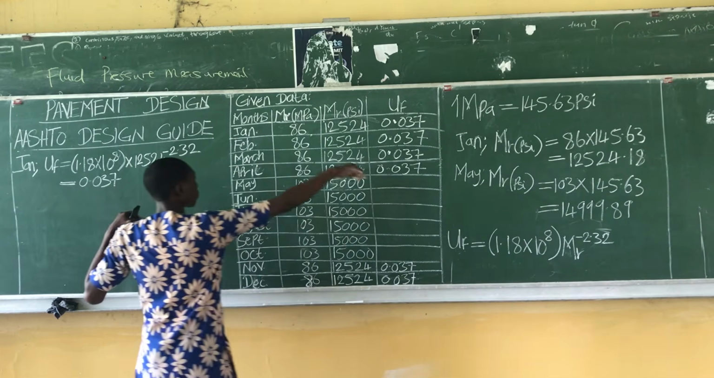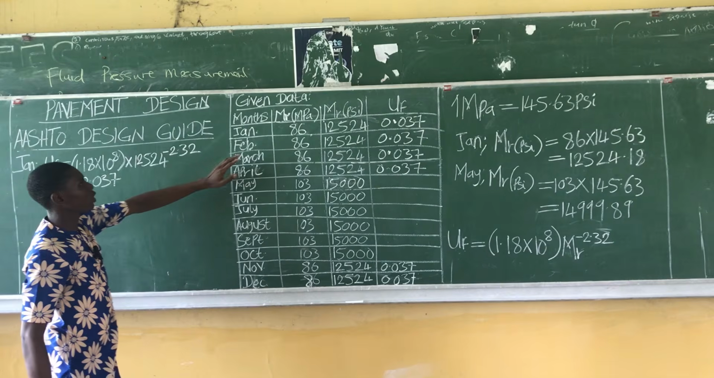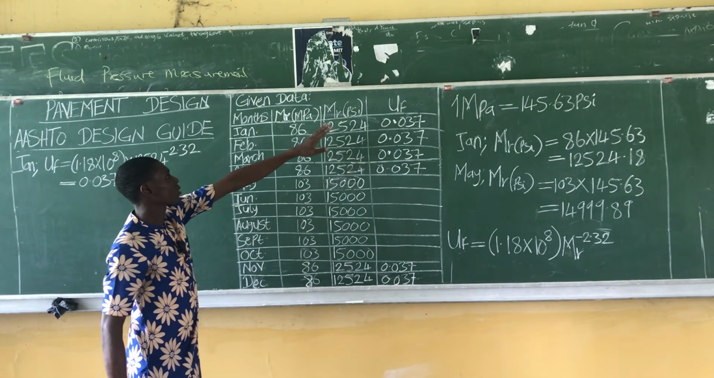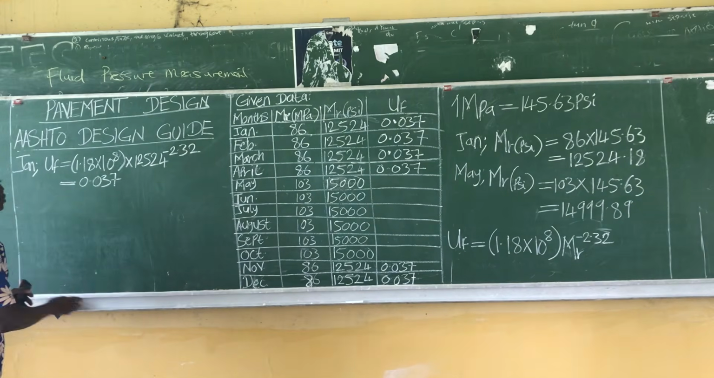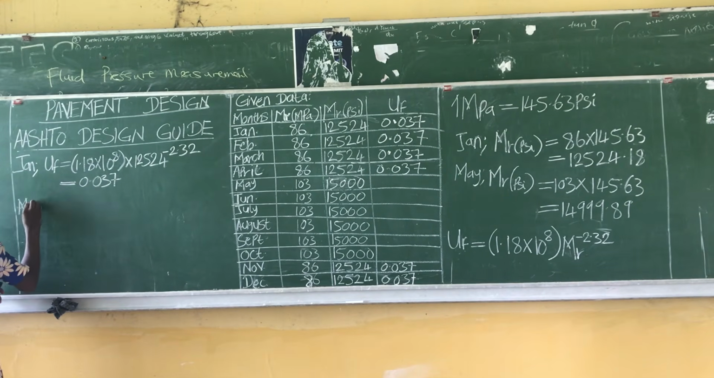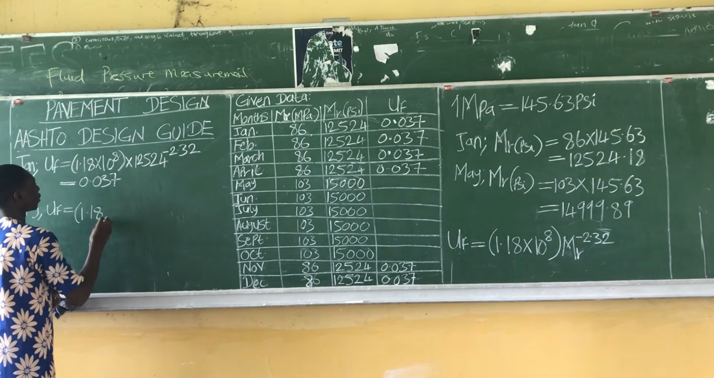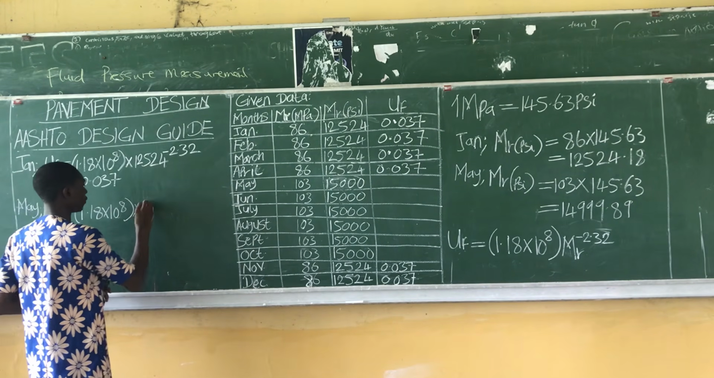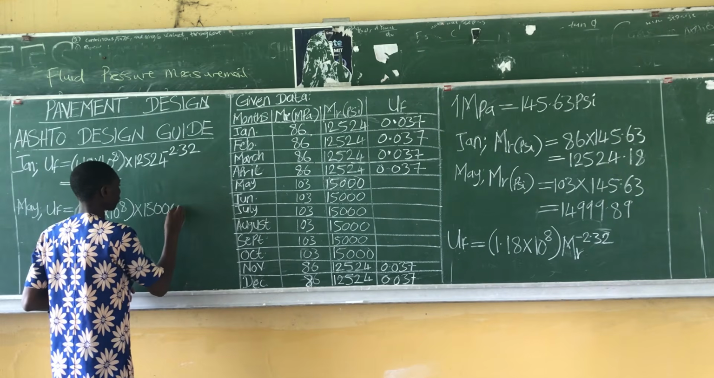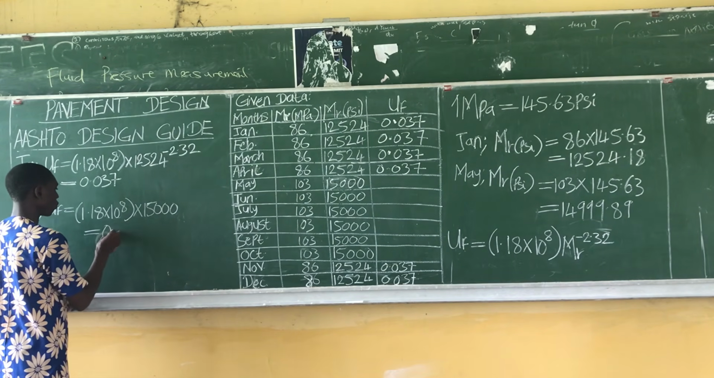after putting in the relative damage factor values for those months, the next we need to calculate is for the other months having a different resilient modulus value, which is from May. So taking May, our relative damage factor is equal to 1.18 times 10 raised to the power 8 multiplied by 15,000 raised to the power minus 2.23. That is going to be equal to 0.024.